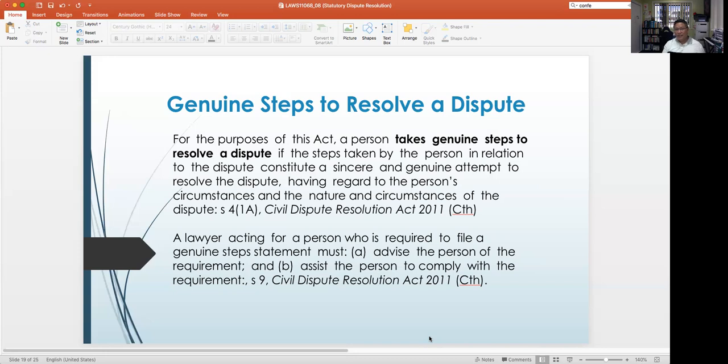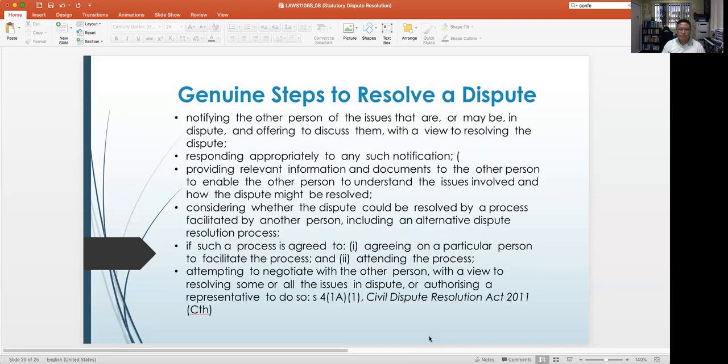So what exactly does that mean? Now, as well, we need to note that under Section 9 of the law, a lawyer acting for a person who is required to file a genuine step statement must advise the person of the requirement and assist the person to comply with the requirement. So there is a legal obligation as well on the lawyer.